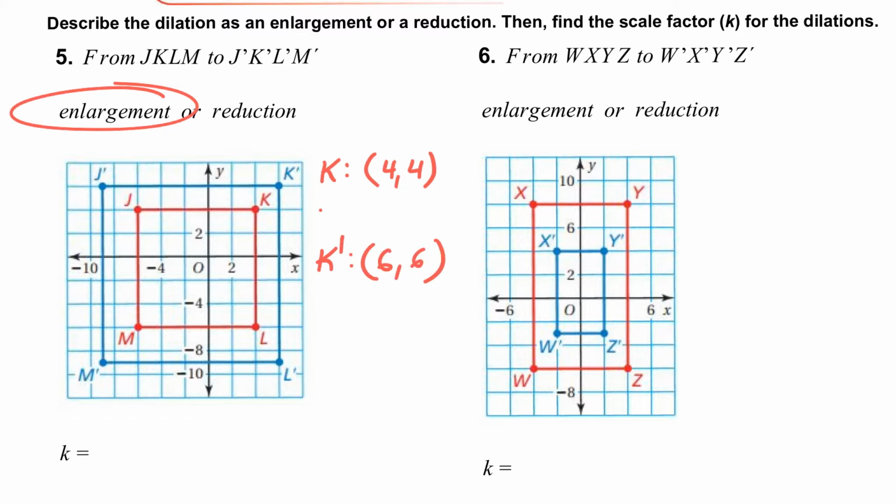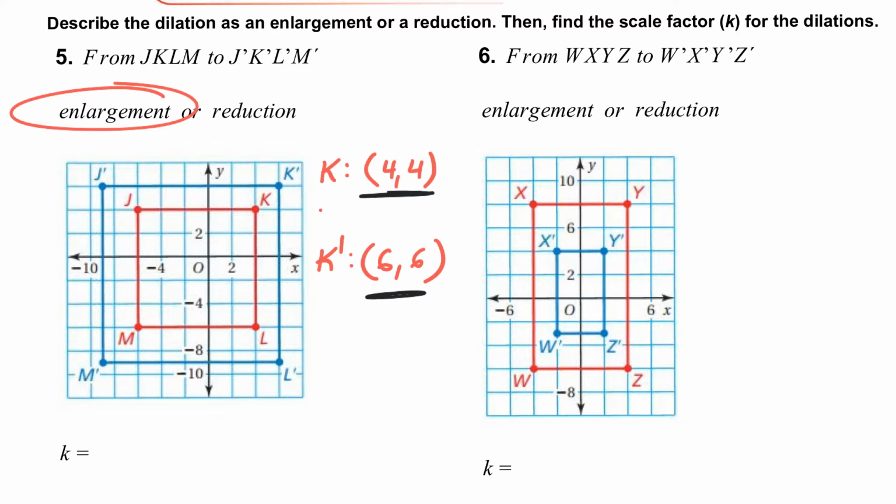In order to find scale factor, we need to figure out what we multiply these two values by to get our K prime, our 6, 6. So how do we get from 4 to 6? Well, you might be able to do this in your head and say, I know if I multiply 4 by 1.5, that'll get me 6.